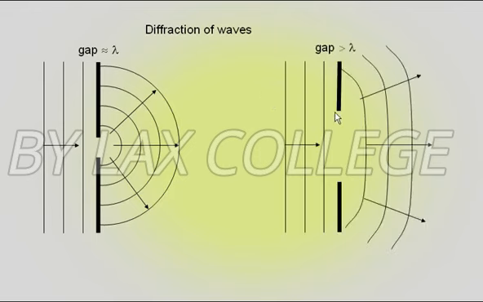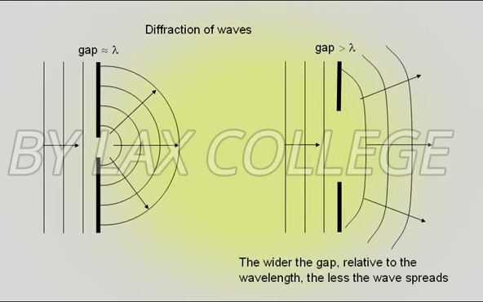If we send the same wave through a bigger gap, in this case the gap is bigger than the wavelength, we get less spreading. The wider the gap relative to the wavelength, the less the wave spreads.